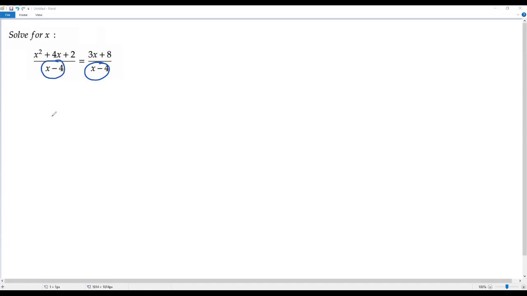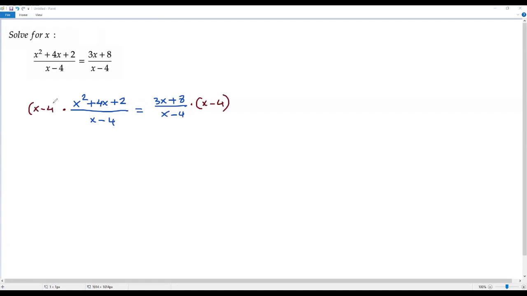x easily. Now let me write the given rational equation as it is. It is x squared plus 4x plus 2 over x minus 4 equals 3x plus 8 over x minus 4. Now I'm going to multiply both sides of this equation by x minus 4. Let me do it on the left side, x minus 4. The x minus 4 will cancel out on both sides. Now let me write the resulting equation, that is x squared plus 4x plus 2 equals 3x plus 8.